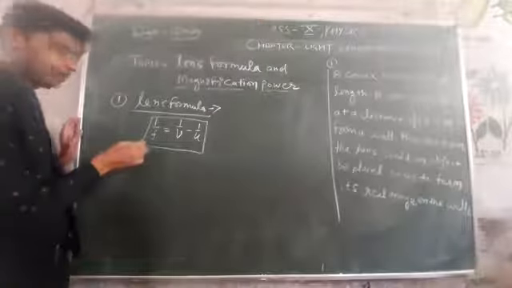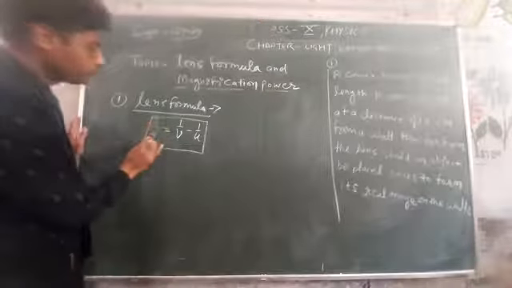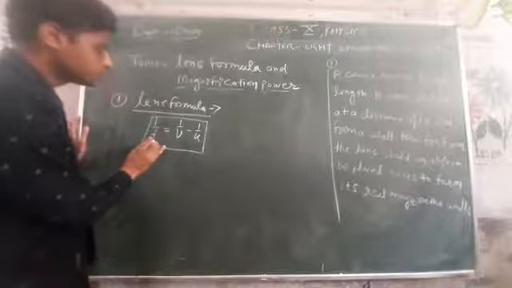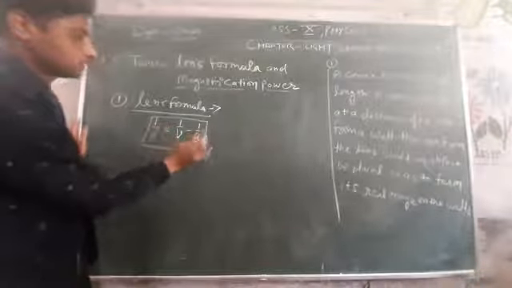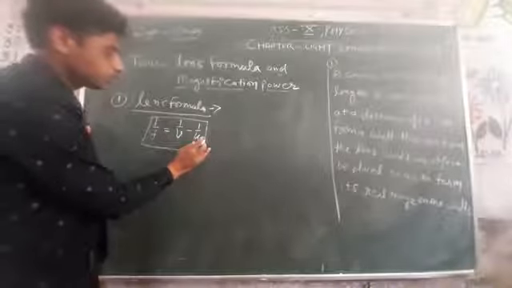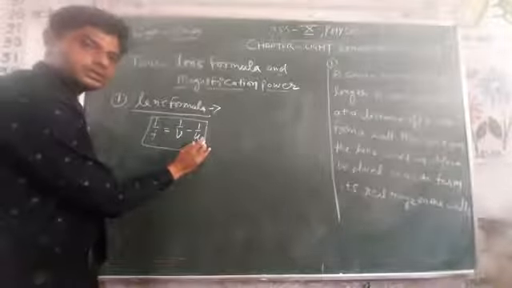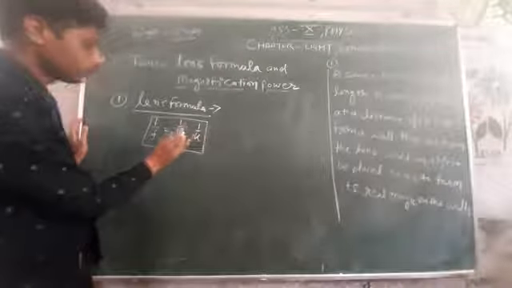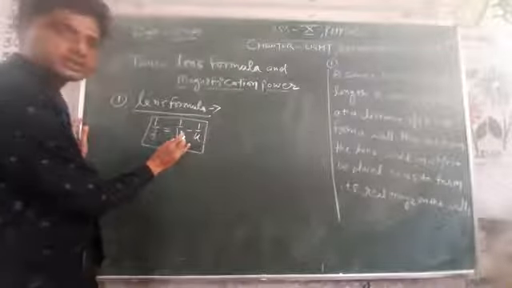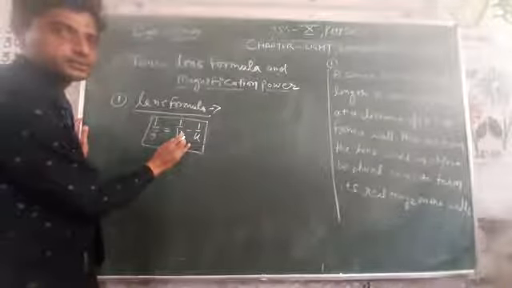Okay, I am repeating again. The reciprocal of focal length is equal to the reciprocal of the distance of image, subtracted by the reciprocal of the distance of object.